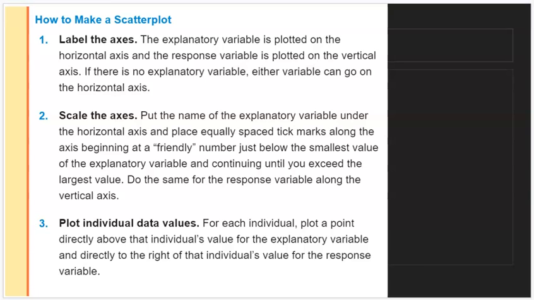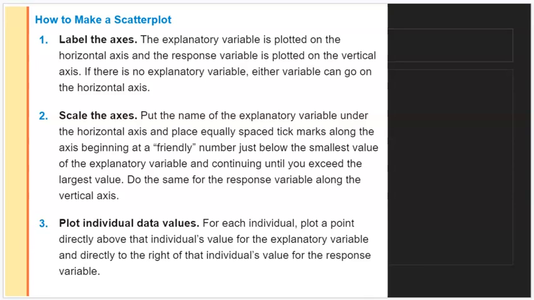Now, unlike a regular graph, which you might be doing in Algebra 2 or pre-calc, you don't necessarily have to start at 0, 0. You just put the names of your explanatory variable and response variable on the axes to label what they are, and then place equally spaced tick marks and start at a friendly number. Now, what is a friendly number?